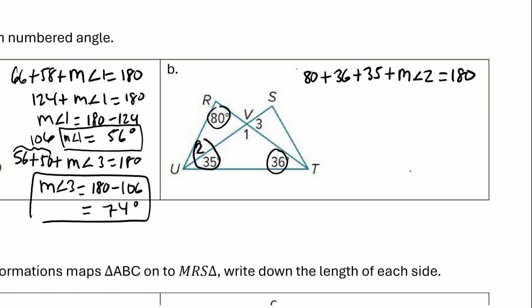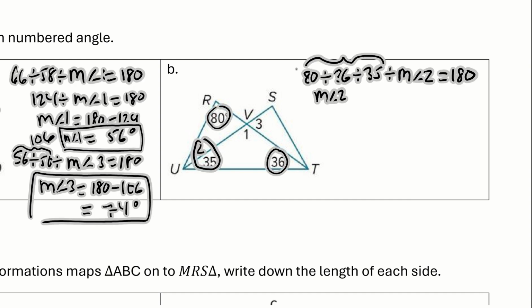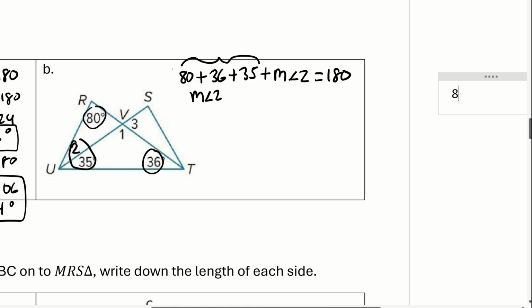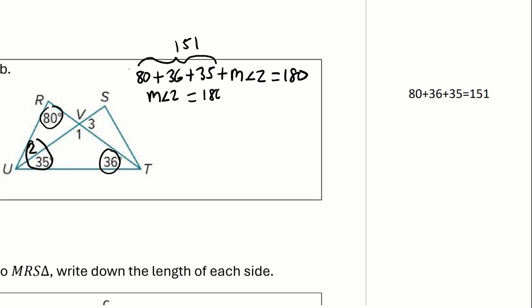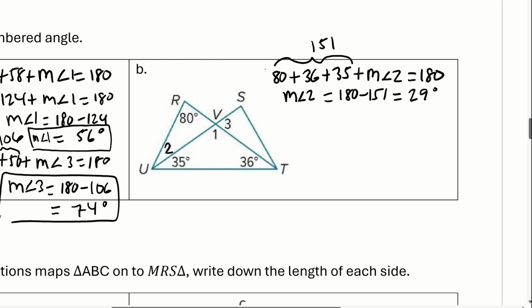All right, so the measure of angle 2, let's add that together. Let me just do that here so that I don't make a mistake. So 151. All right, so it's going to be 180 minus 151, which is 29 degrees. Okay, so now I know this is 29 degrees. All right, this is what we wanted. But we also want to get angle 1 and angle 3.